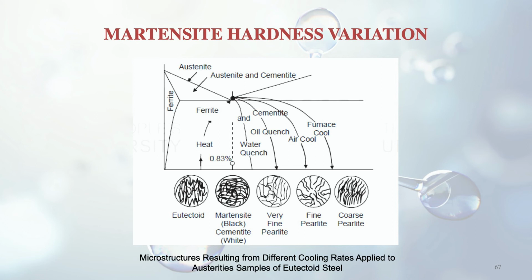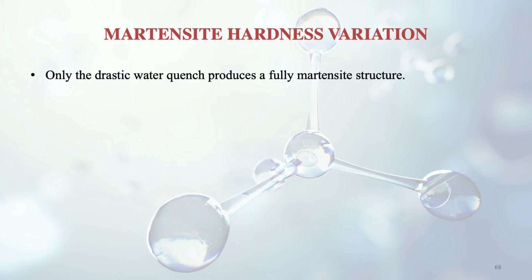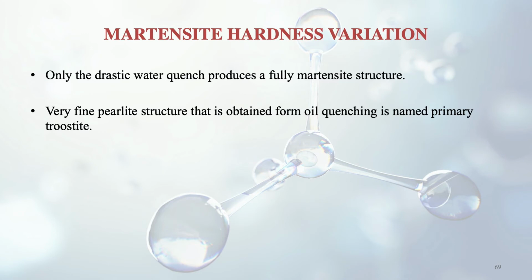This is the same iron carbon diagram which we have discussed earlier. Only the drastic water quench is said to produce a fully martensitic structure. So if somebody needs a fully martensitic structure, then he has to do a drastic water quench. Otherwise there will be a mixture. The very fine perlite structure obtained from oil quenching is also known as primary troostite.